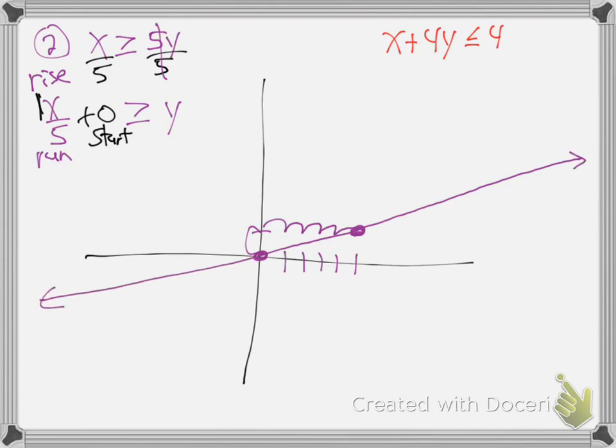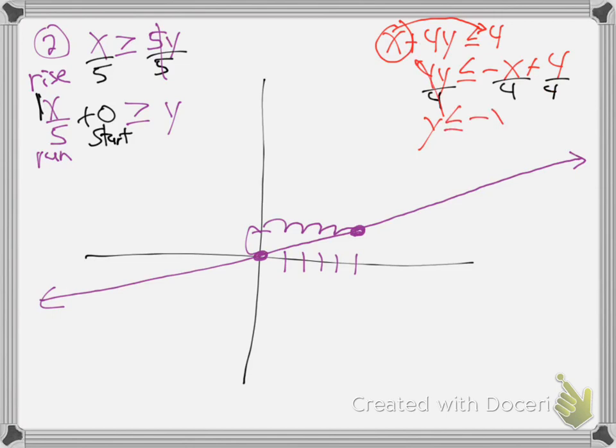Like that. Alright. And now for the red line. Again, you've got to get y alone. So I'm going to grab the x and jump it over. So y is less than or equal to negative x plus 4. Then divide through by 4. And I get y, these cancel, less than or equal to negative x over 4 plus 1.